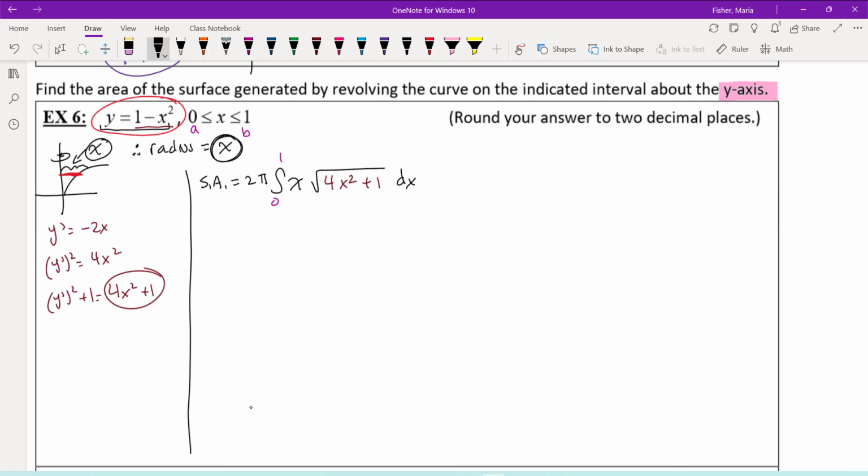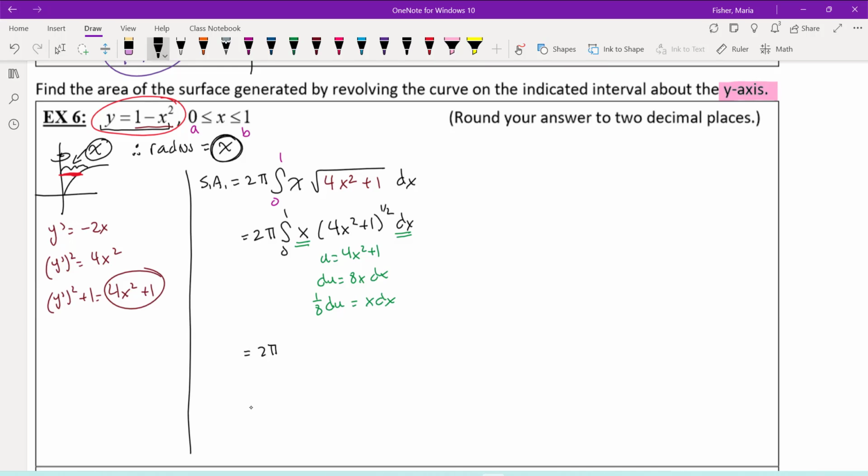Well, in order to work this problem out, I'm going to need to do a u sub. So let's first rewrite the radical with its rational exponent. We have 2 pi times the integral from 0 to 1 of x times (4x squared plus 1) raised to the 1/2 dx. If u is equal to the inside, 4x squared plus 1, the derivative there would be 8x dx. Well, I don't have an 8x, all I have is an x dx, so I divide both sides by 8, and 1/8 du is equal to x dx.